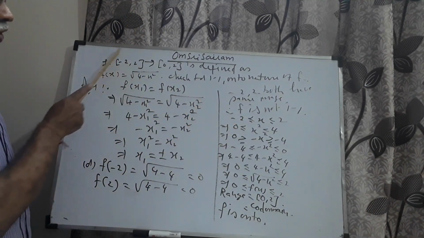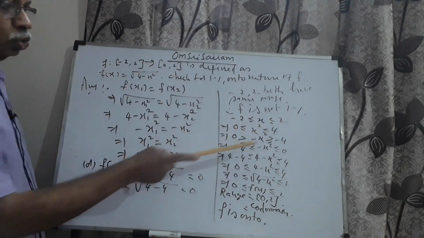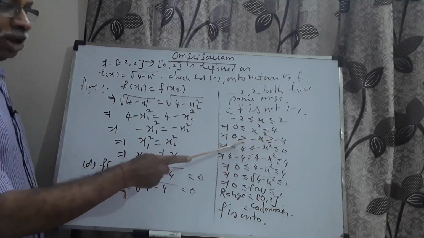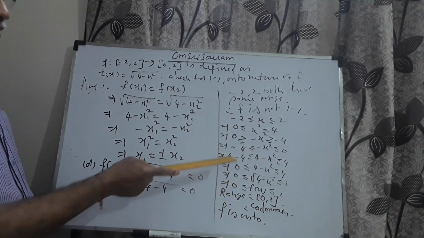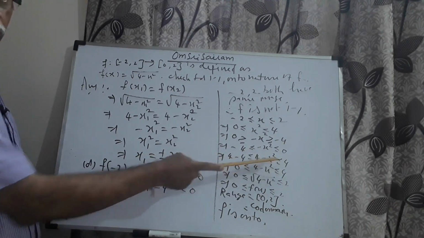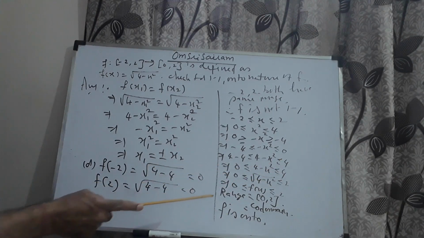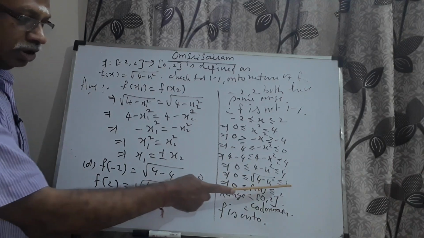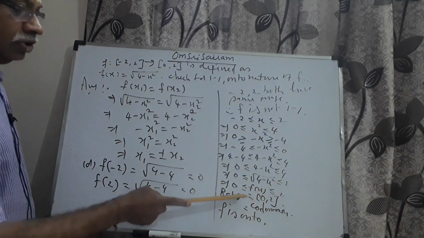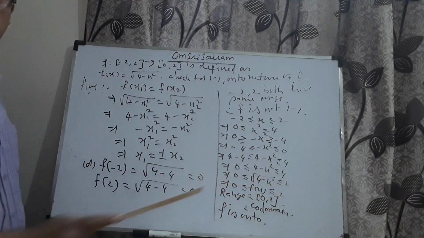Your domain is the closed interval minus 2 comma 2. Now for x lying between minus 2 and 2, taking square, x square is between 0 and 4. Multiplying by a minus sign changes the inequality. Now minus 4 less than or equal to minus x square less than or equal to 0. Adding 4 throughout, I will get 0 less than or equal to 4 minus x square less than or equal to 4. Taking square root, 0 less than or equal to root of 4 minus x square less than or equal to 2. Now f of x is lying between 0 and 2. Therefore my range is y lying between 0 and 2.